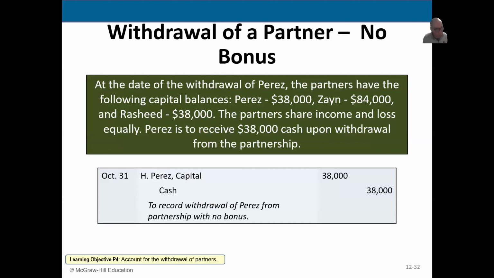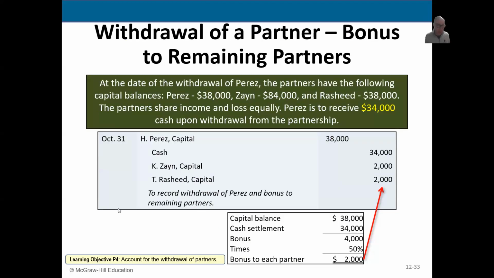In this example, there's no bonus being paid out. Well, let's say that there's a bonus being paid out. Hector's balance is $38,000, $36,000 is cash, and then an additional $2,000 comes from the remaining partners in the form of a bonus. And so Hector will ultimately receive the $38,000 that way.